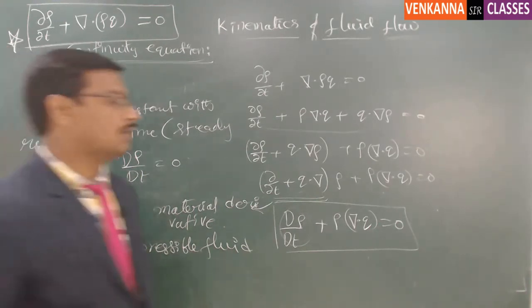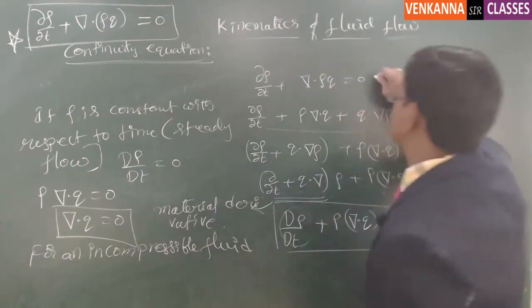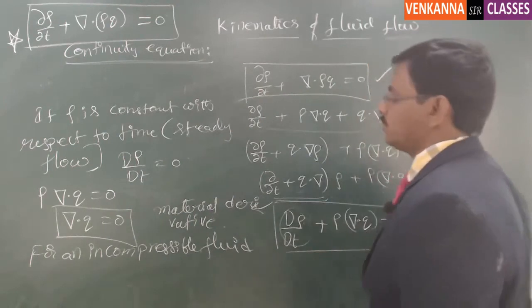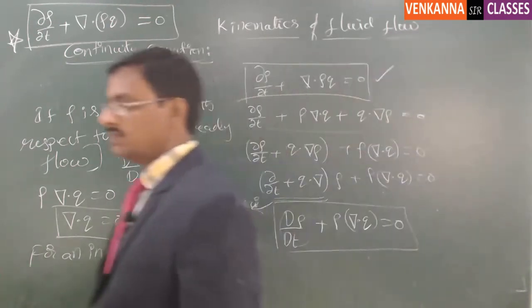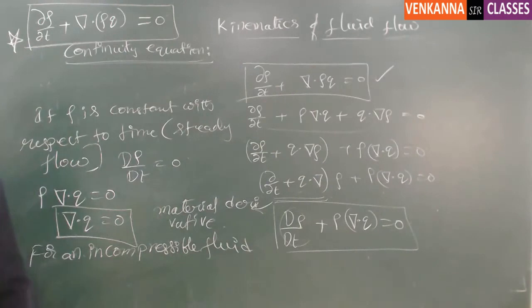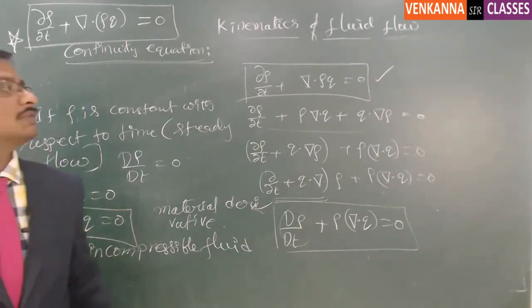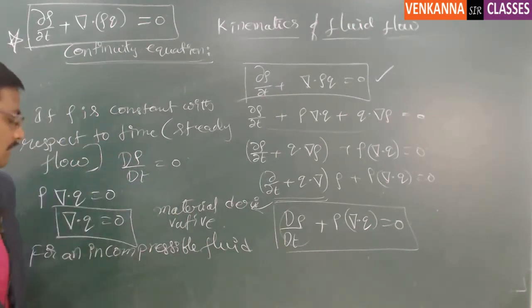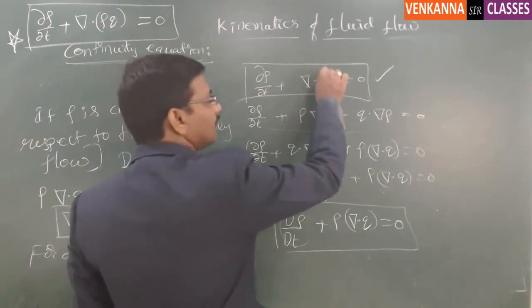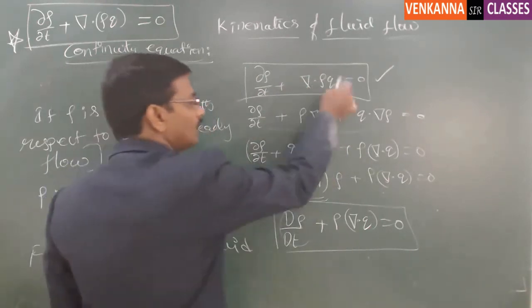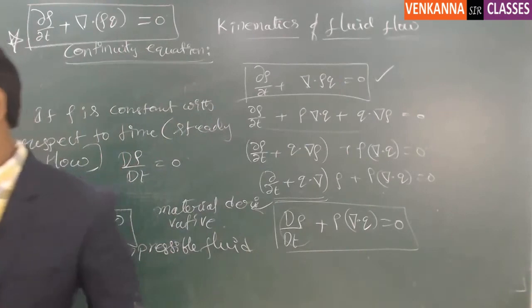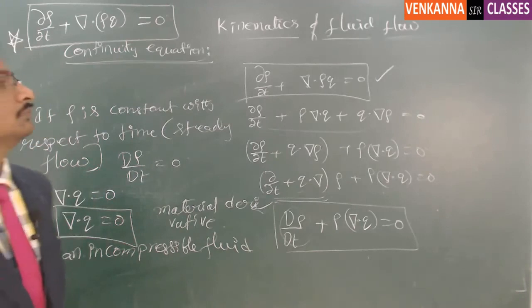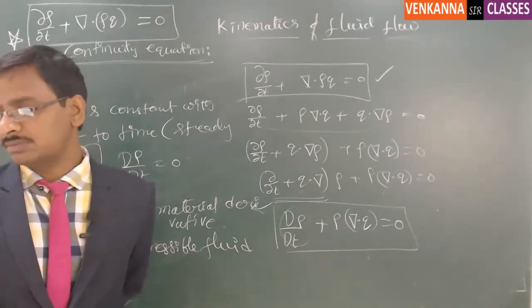Clear? So this is how actually we will be analyzing, but the master equation is this one. If you remember this equation, then you will be able to derive the continuity equation for any kind of fluid, whether it may be a steady flow or unsteady flow, compressible, incompressible, all kinds of fluids. This is the base relation. But for an incompressible fluid, if rho is constant, then del dot q obviously equal to 0. Got it? Any questions on this?